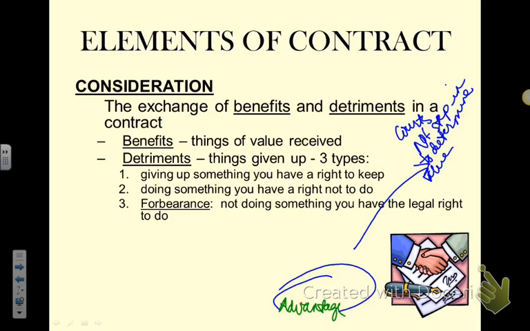Three types of detriments are, first, the giving of something that you have the right to keep. I have the right to keep my pencil, and he has the right to keep his money. Second, doing something you have the right not to do. That can be a form of consideration. I have the right not to sell my pencil to him, so doing that is something I'm giving up.